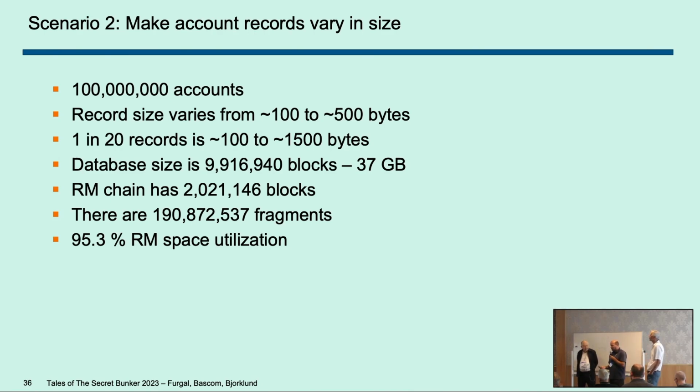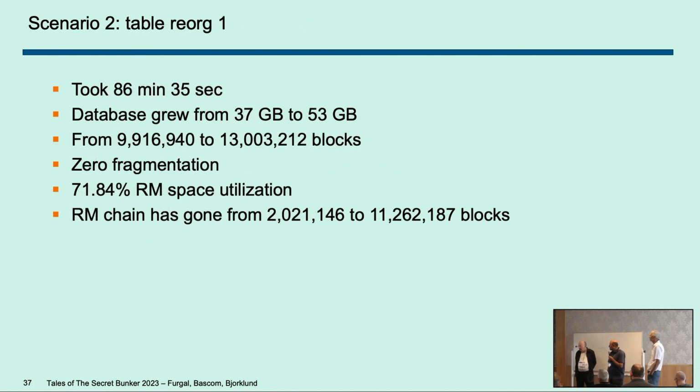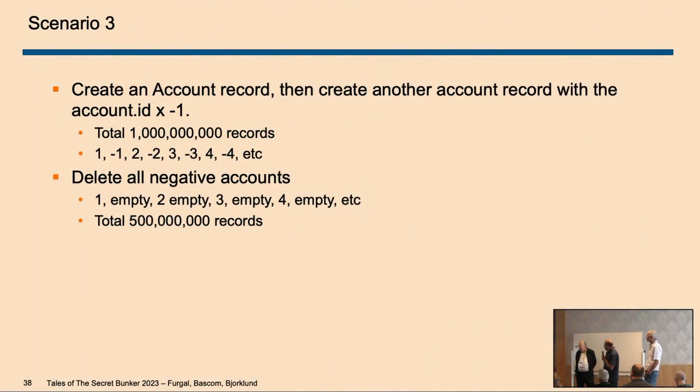But now, a common thing, well, it wasn't really that common, was what if you do a purge? So we created two scenarios. In this scenario here, we wanted to have 500 million account records, so we created 500 million account records normally, and then we created 500 million account records that had a negative number. So you'd have 1, then -1, 2, then -2. And then in this scenario, we then deleted the negative numbers.